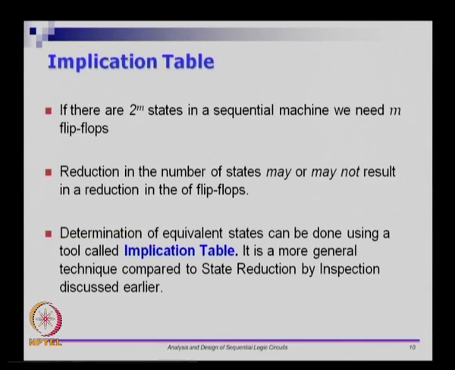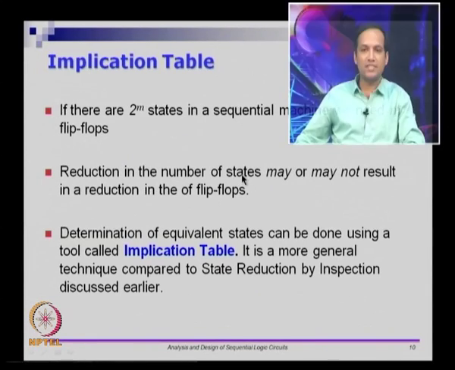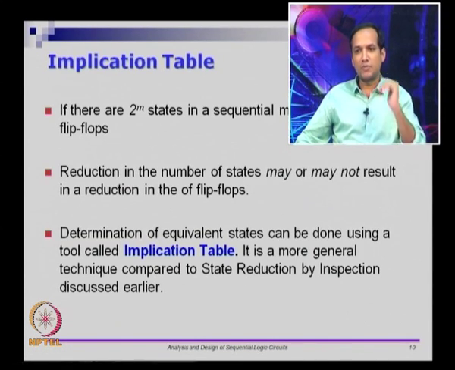So in general what happens is, if there are 2 power m states in a sequential machine, we need m flip flops. So if I have 6 states, it is closest to 2 power 3 or 8, we need 3 flip flops. Reduction in the number of states may or may not reduce the number of flip flops. In the previous example, from 6 states we went to, so we had states from 0 to 6, and then we went to states from 0 to 4. So it still has 5 states, which means we need 3 flip flops. However, from 7 states, if we had gone to 3 states or 4 states, it would have cut down 1 flip flop.